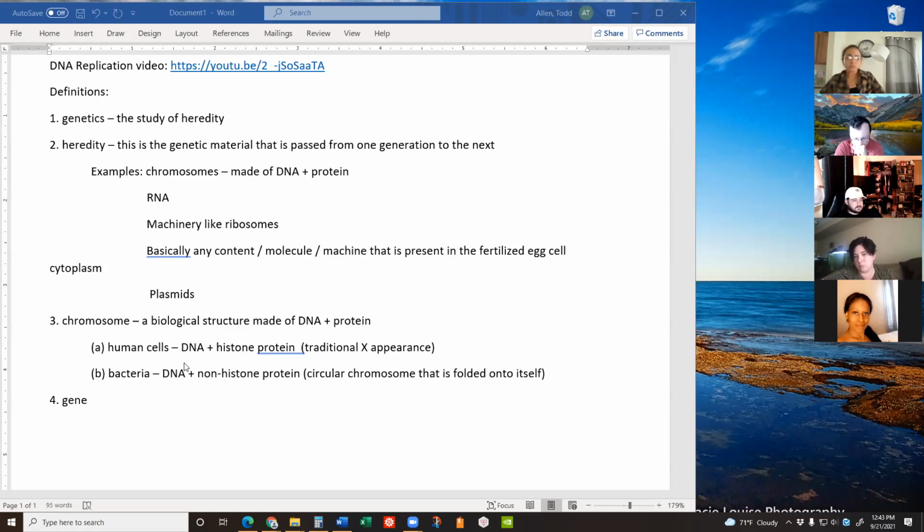Defining a gene is a slippery slope. And what I mean by that is, yes, you can read the definition of a gene in your textbook, but that's only one definition of a gene.